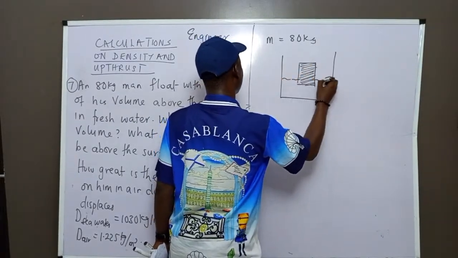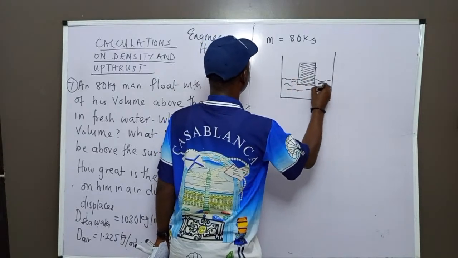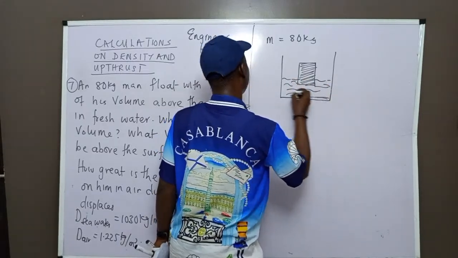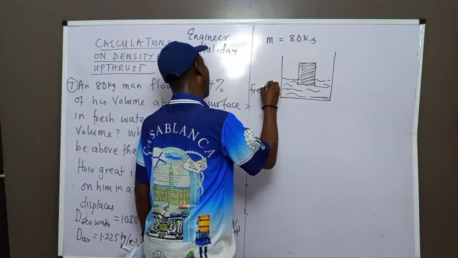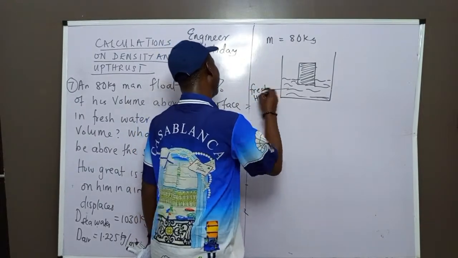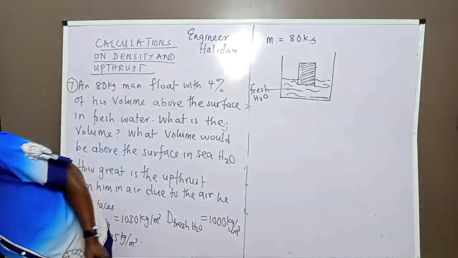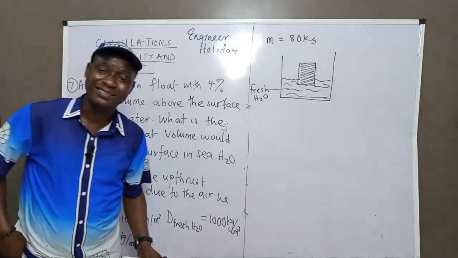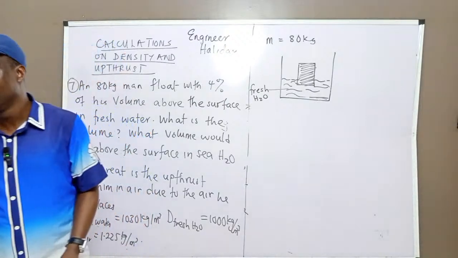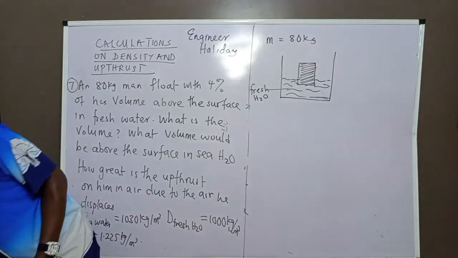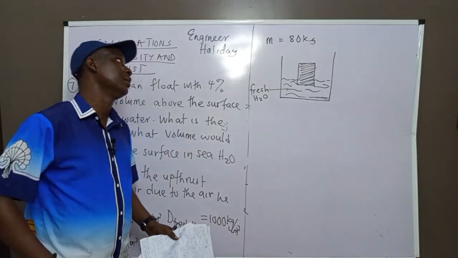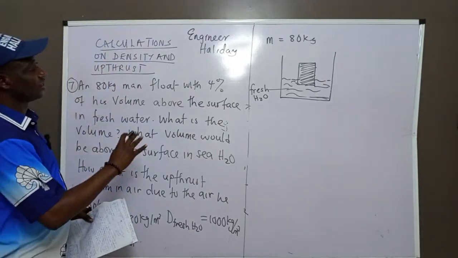Then this is the fresh water. Now, don't forget that fresh water has a lesser density than seawater. Seawater, most of the time, contains salt, and its density deliberately increases because it is not fresh. It is not pure, let me put it that way. Now, that is just that.